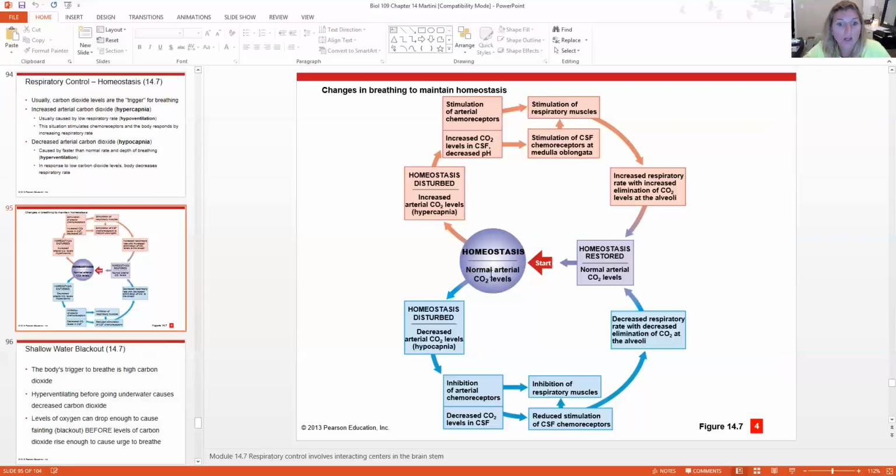Homeostasis is restored. You have decreased carbon dioxide levels, hypocapnia. This is going to inhibit those chemoreceptors. You're going to inhibit your respiratory muscles. You're going to slow everything down, decrease respiration rate, get your carbon dioxide back to normal levels.